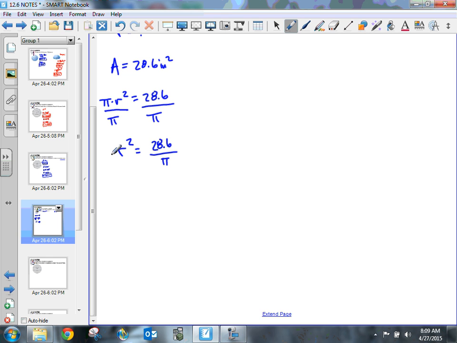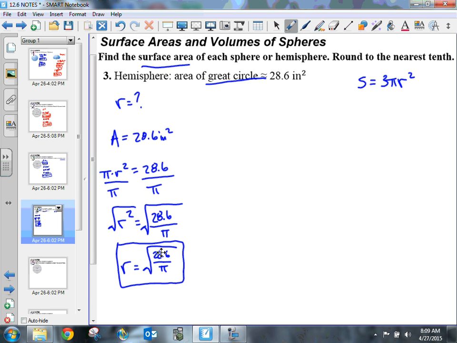Okay, and then I'm going to take the square root of this to get just r. So I get r is equal to the square root of 28.6 over pi. Now I'm going to leave it like this. This is my exact answer. Now remember, we prefer to operate with exact numbers as opposed to rounded numbers. You could get a value for this if you plug this into your calculator, but I want to use it exactly here.